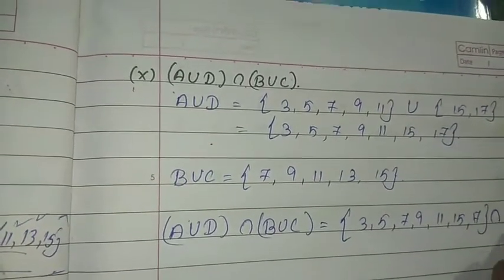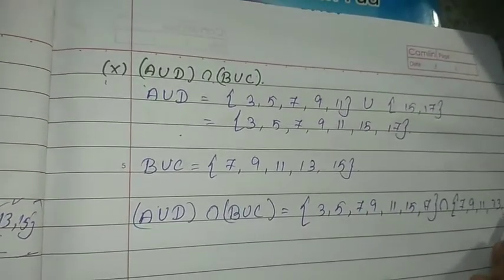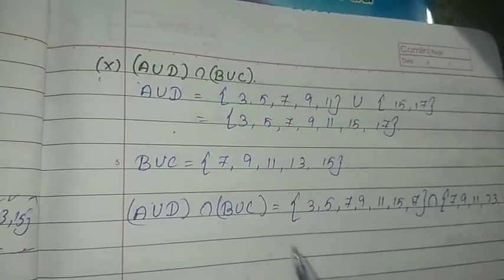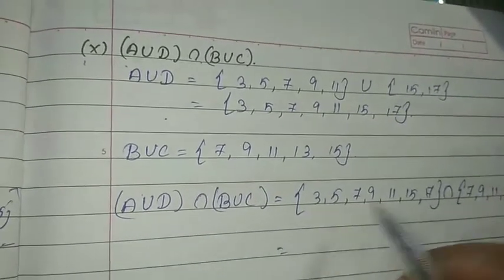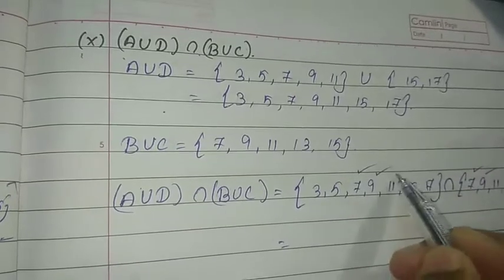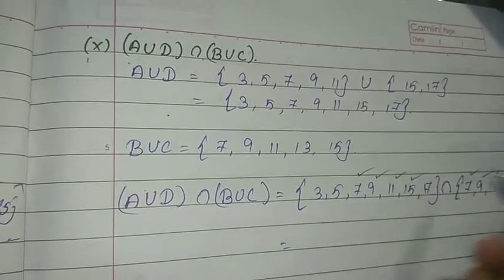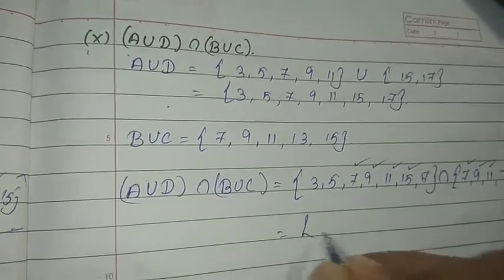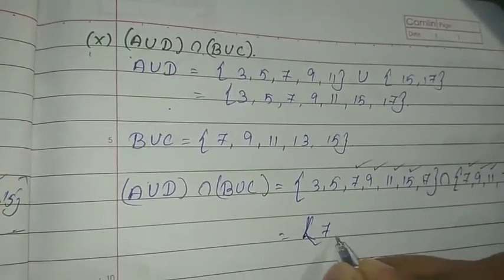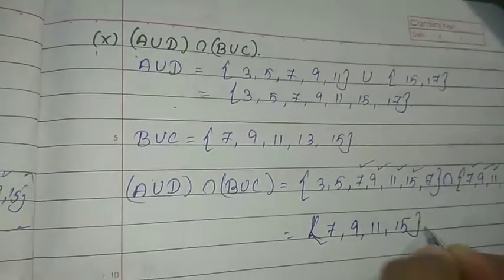intersection 7, 9, 11, 13, 15. So what is this intersection? 7, 9, 11 and 15. So 7, 9, 11, 15 is the answer.